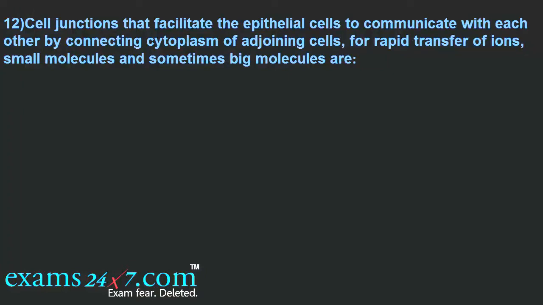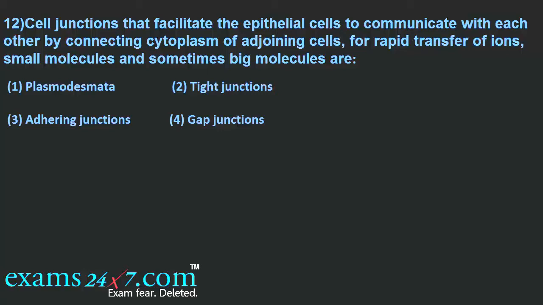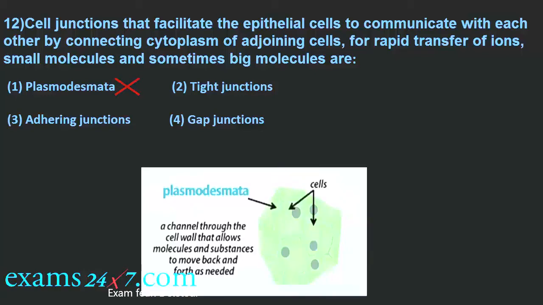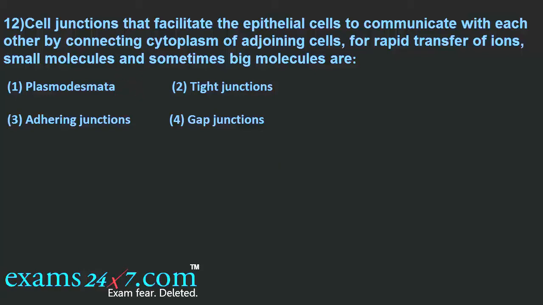Cell junctions that facilitate the epithelial cells to communicate with each other by connecting cytoplasm of adjoining cells for rapid transfer of ions, small molecules, sometimes big molecules are. Let me go through the options. Plasmodesmata, I hope all of you know, is found in plant cells, thereby it is not an answer. Tight junctions are non-leaky junctions, thereby they do not allow anything to move. So even option 2 is not an answer.